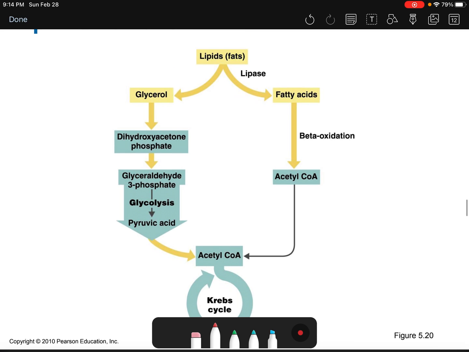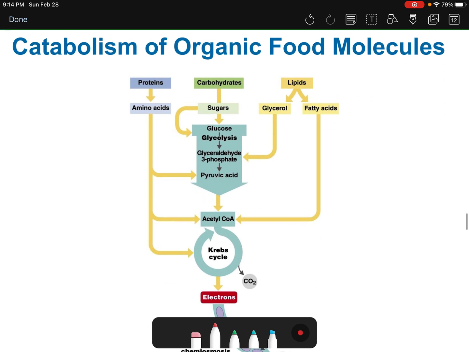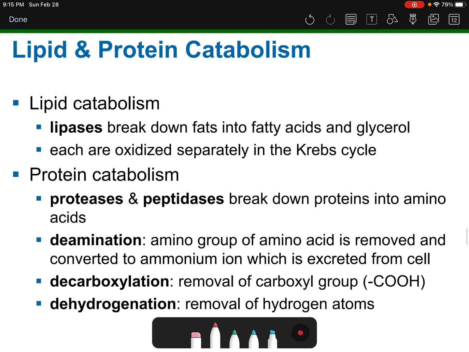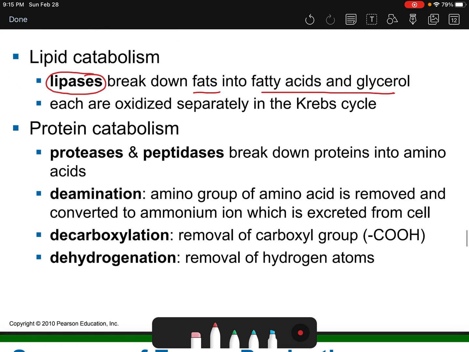And then we also have a little bit on lipid metabolism and what process they go through to get broken down. The different proteins, carbohydrates, and lipids as far as their breakdown. We pretty much focus on the carbohydrates when we're talking about metabolism. And so lipases, again, those are enzymes that break down fats into fatty acids and glycerol. And then proteins get broken down by enzymes called proteases and peptidases. And then there are some terms that go along with that.